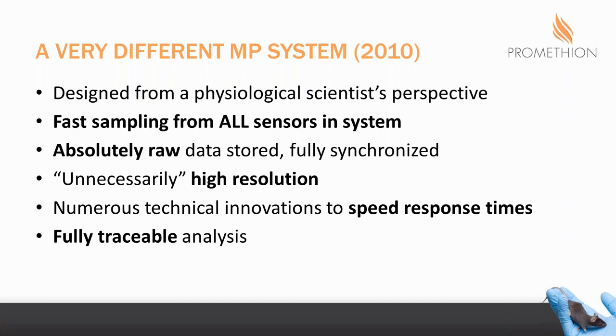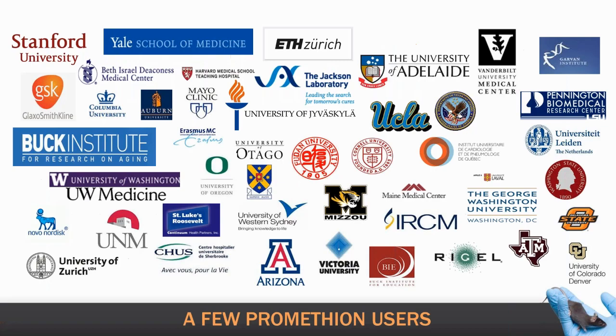And needless to say, the analysis of the information from the system is fully traceable. You can go all the way from the raw readings of the sensors to the final published data, drill down as much as you want, and everything is there. Nothing is hidden. So this is what's called the Promethion system. And these are some of the people, not all, this is somewhat out of date, who are using it worldwide.